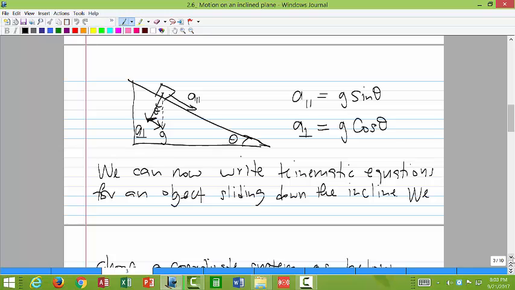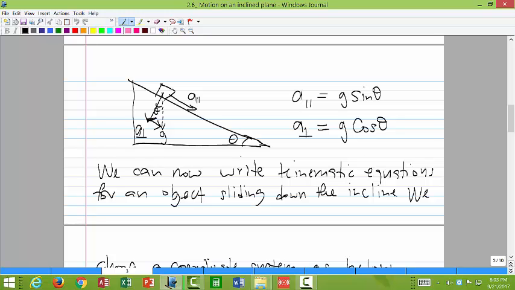So let's look next at this frame. Here, I've drawn the object again on the ramp. The ramp is at an angle of theta, and so you can see here that the acceleration of gravity points straight down. A component of acceleration along the ramp is A parallel. A parallel is given by g sine theta, and the component perpendicular to the ramp is A perpendicular, given by g cosine theta.